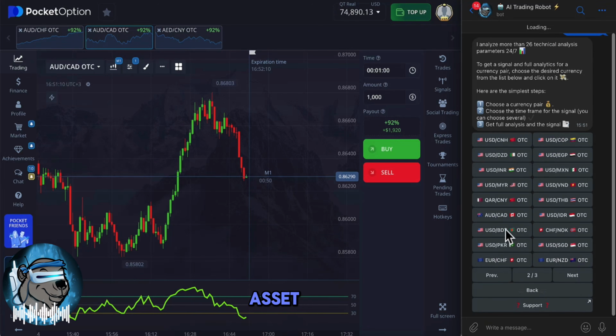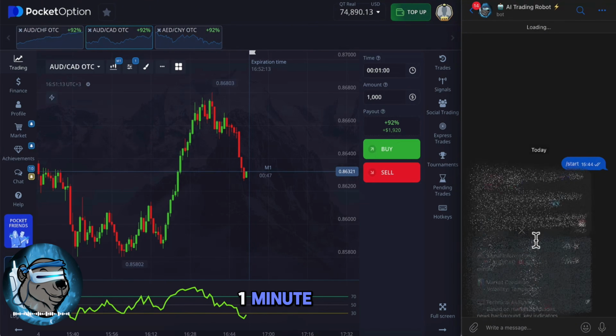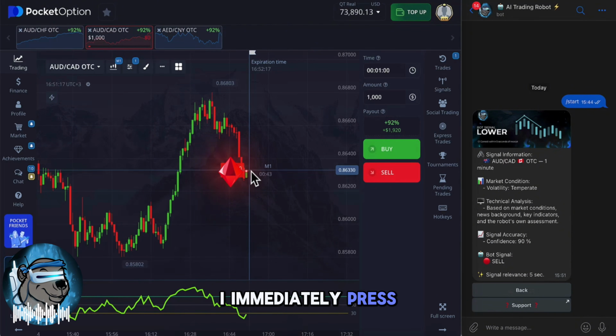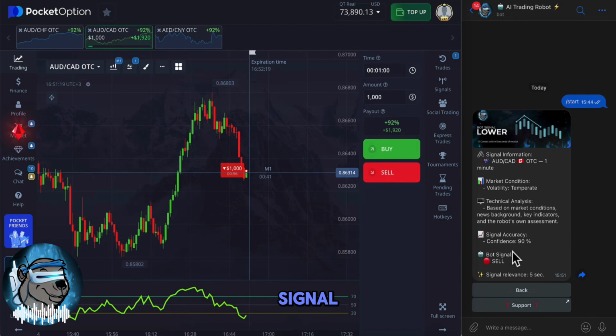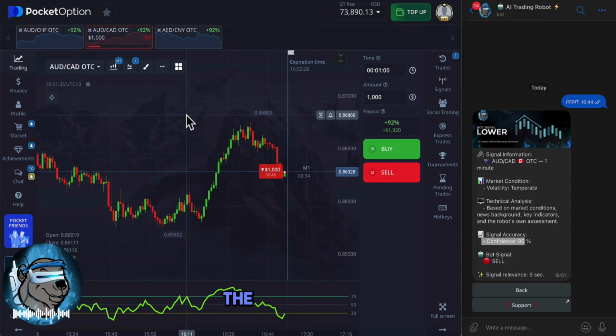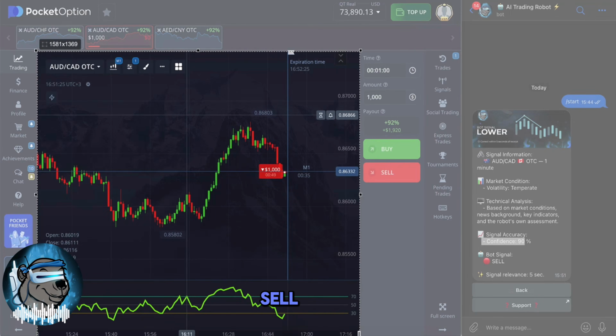We open this asset on the trading robot and launch a 1-minute signal. The trading robot tells me to sell. I immediately press the sell button after receiving the signal. The accuracy of this signal is 90%. Now I'll check with my own technical analysis why the trading robot is telling me to open a sell trade here. We can see the price dropping down.